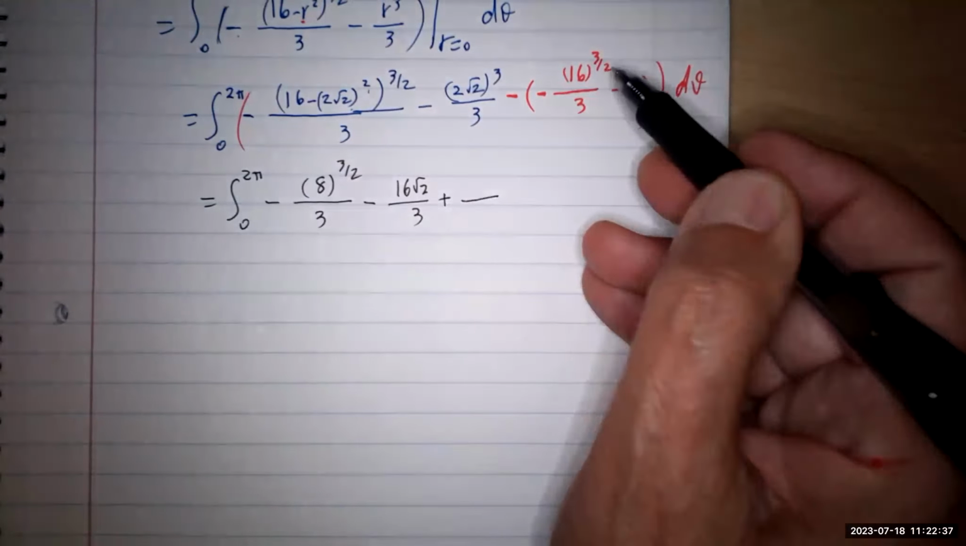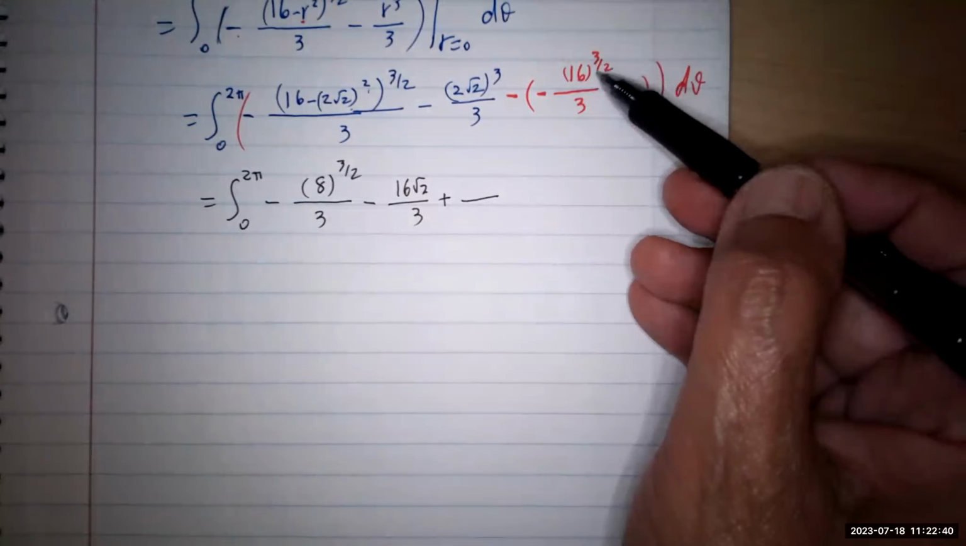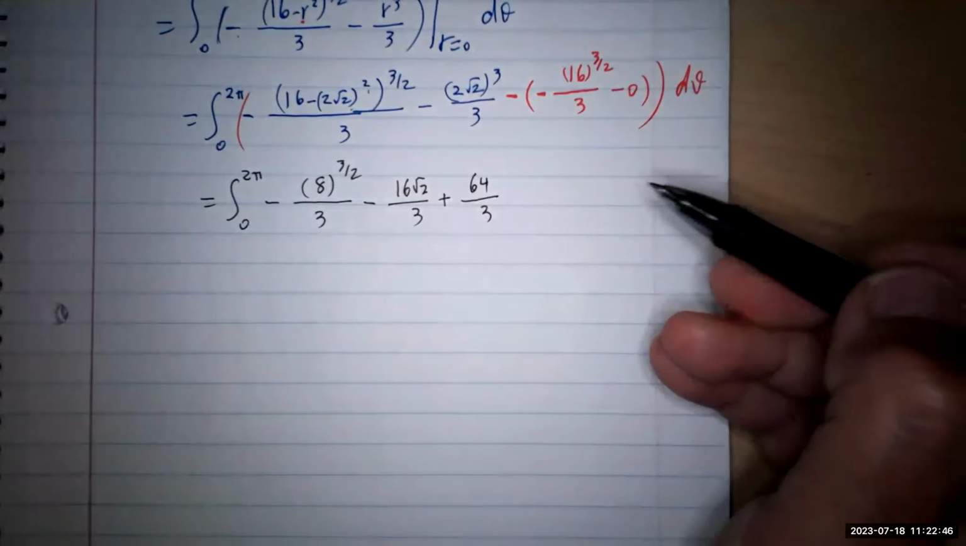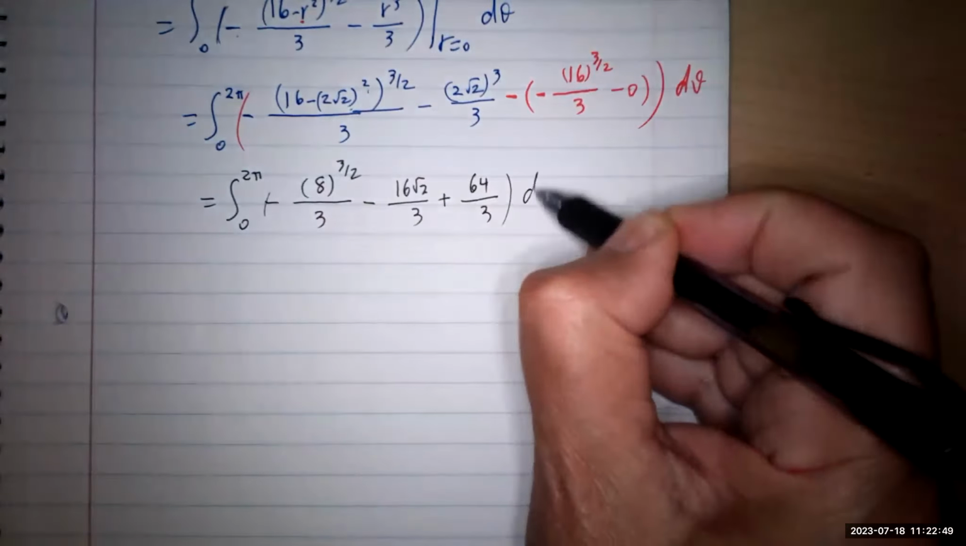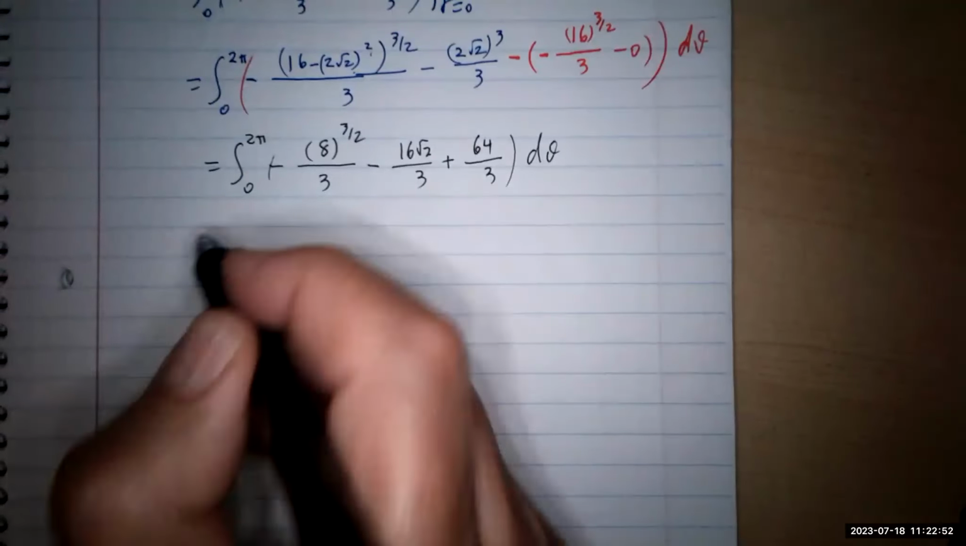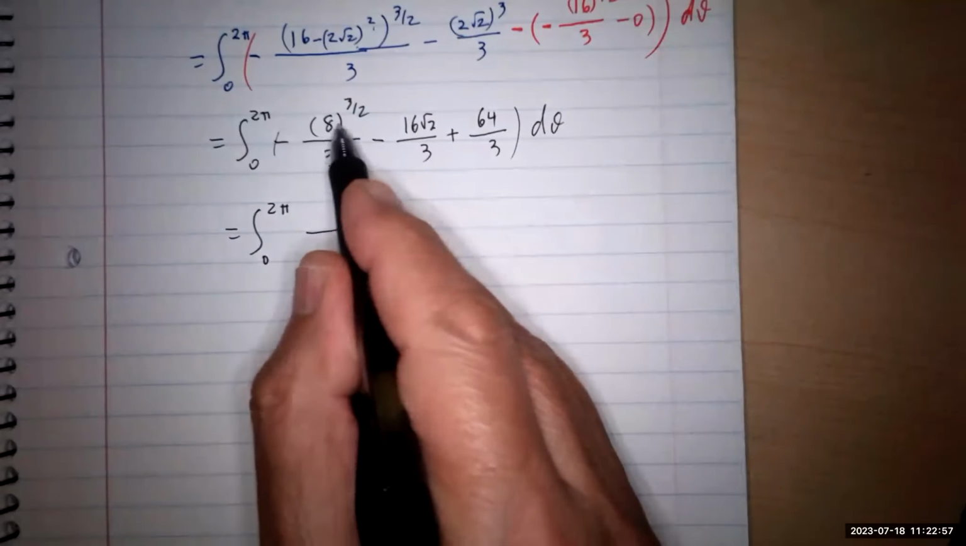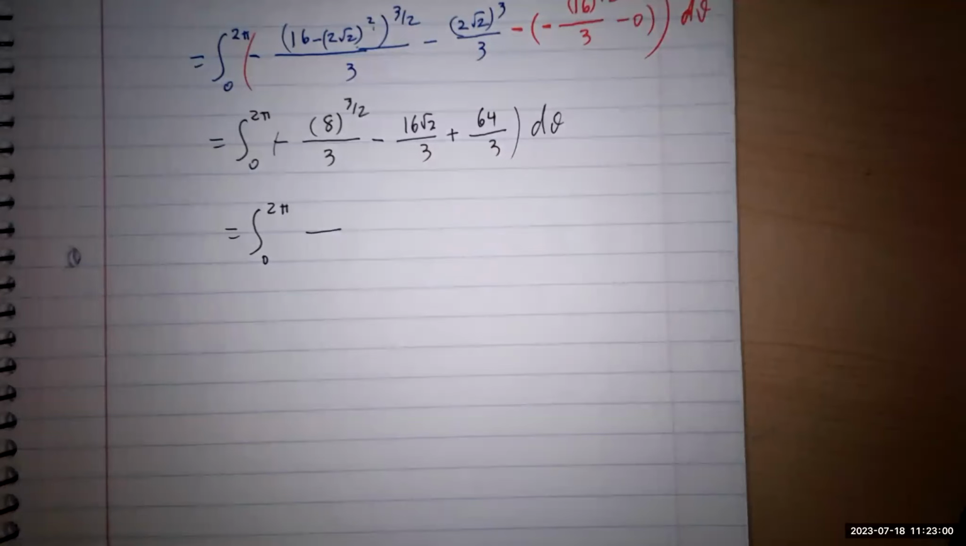And then 16 to the 3/2. 16 to the 1/2 is 4. 4 cubed, 64. So that gives us 64 over 3. And then d theta. Simplify that a little bit more, and then you're done. 0 to 2 pi. So 8 to the 3/2. We simplify this one because 8 to the 1/2 would be 2 radical 2.